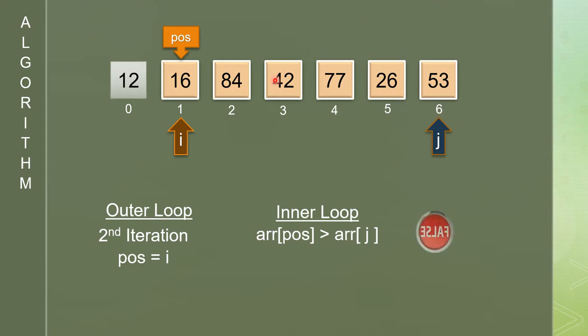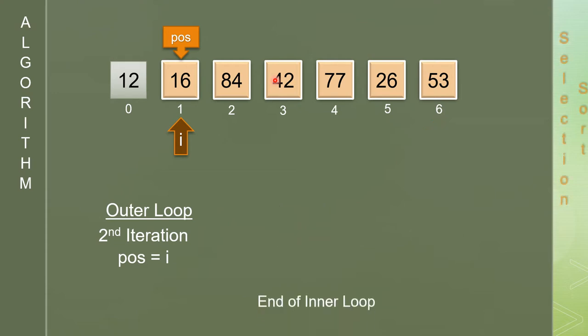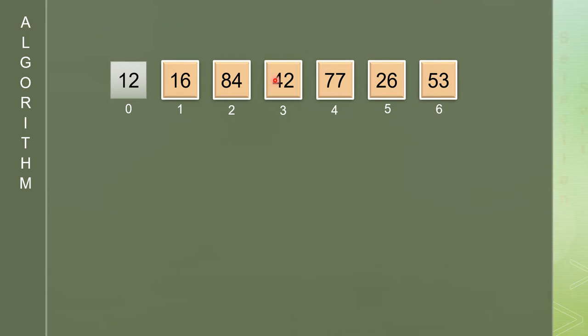Again it is false. So once the iteration is completed and the inner loop is completed, you don't have any value to be swapped. If you swap it also, it will be the same position, right? In the i and j swap, the i value and the position value are pointing to the same element, so there won't be any swapping done.